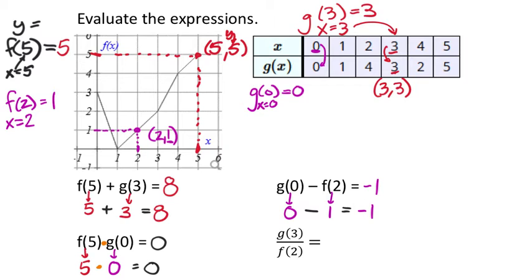Next up, we have g of 3. So I'm going to rewrite this, but g of 3 we know is 3. So I'm going to take this g of 3 and replace it with the value of 3, which is what it is, and then I can see just above this that f of 2 is 1. So that would be 3 over 1, which simplifies to 3. That'd be my answer. So we found all 4 answers there. We got 8, -1, 0, and 3.